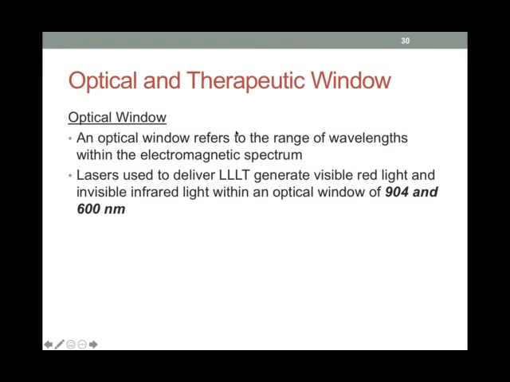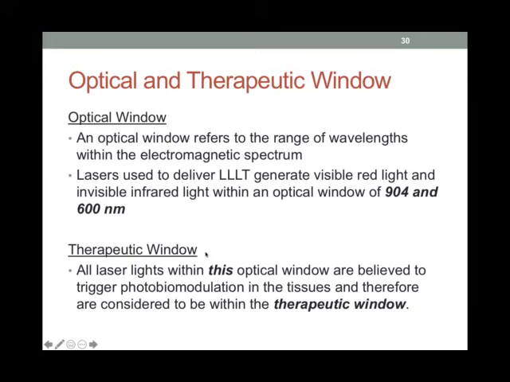there are different wavelengths that are going to be important for us as we're using the laser for therapy. And we call a specific range of wavelengths within that electromagnetic spectrum an optical window. The optical window that is important for us is this window here between 904 and 600 nanometers. Okay, so 904 and 600 nanometers, we call that the therapeutic window. And it's this optical window that triggers a biomodulation in the tissues. And that's the one that we're most interested in.